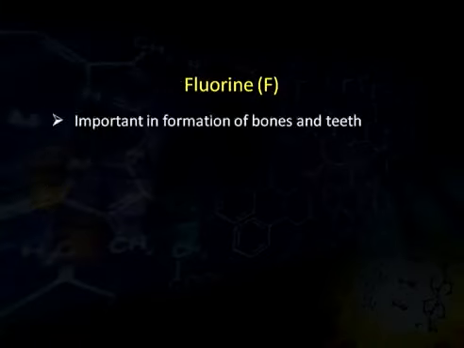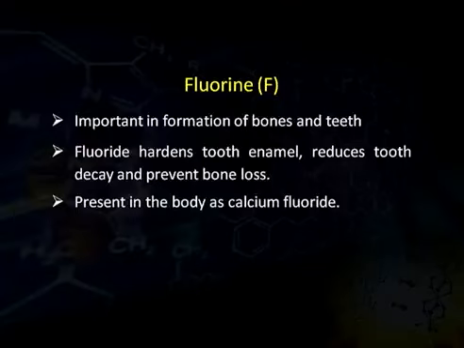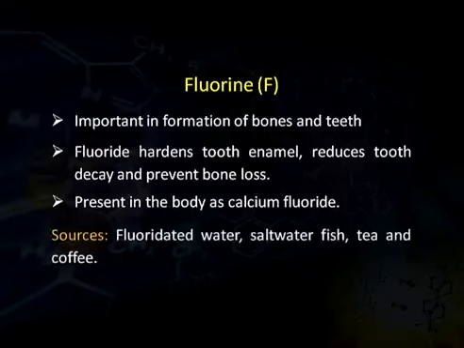Fluorine. Fluorine is also an important trace element and it is used in the formation of bones and teeth. Fluoride hardens tooth enamel, reduces tooth decay and prevents bone loss. It is present in the body as calcium fluoride and its sources are fluoridated water, saltwater fish, tea and coffee.